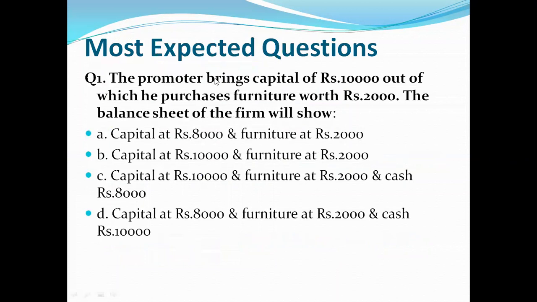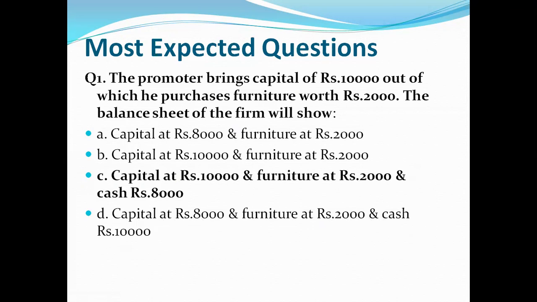Our first question is, the promoter brings capital of 10,000, out of which he purchases furniture worth rupees 2,000. The balance sheet of the firm will show: A, capital at 8,000 and furniture at 2,000; B, capital at 10,000 and furniture at 2,000; C, capital at 10,000 and furniture at 2,000, and cash 8,000; D, capital at 8,000 and furniture at 2,000 and cash 10,000. Correct answer is C. Capital will remain the same at 10,000, and the cash portion will be reduced because 2,000 is used for furniture. Let's move to question number 2.